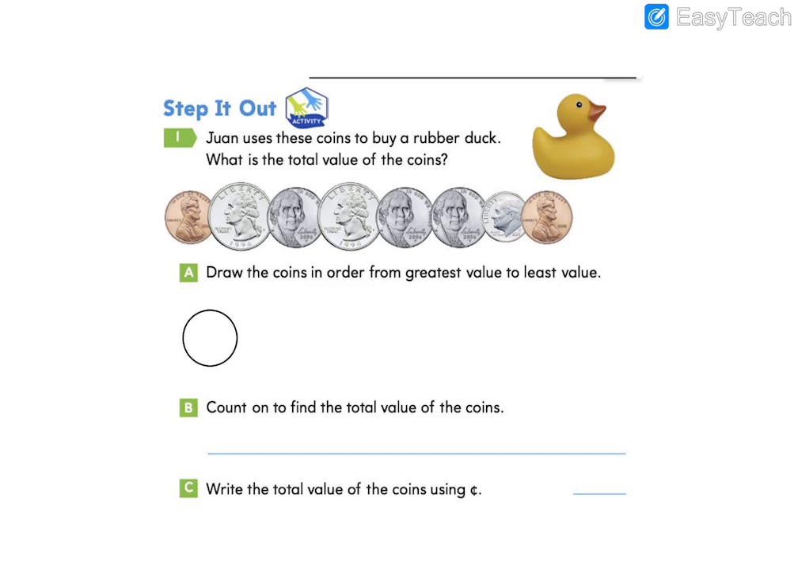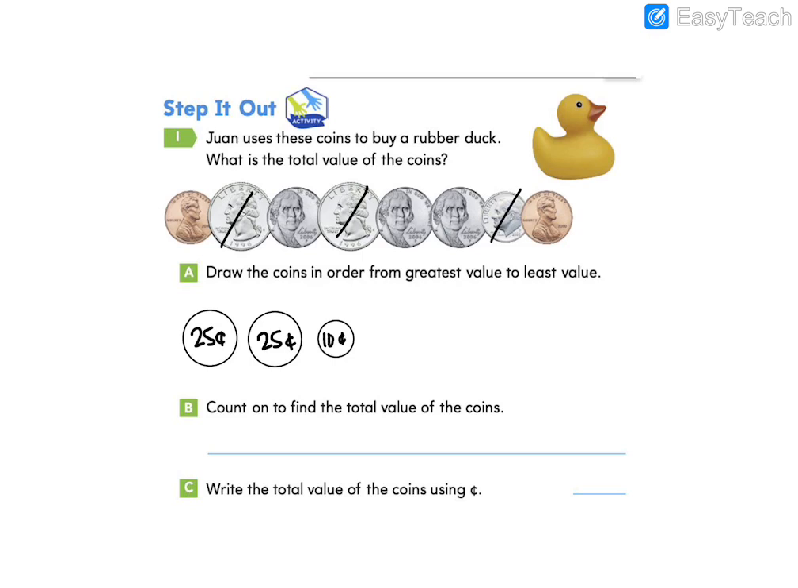So let's start by drawing 2 quarters. I'll label them 25 cents. Then I can cross out my quarters. Now I have a penny, a nickel, a dime, and a penny. I know a dime is the next greatest value with 10 cents. And I can go ahead and cross it out. Now I'm left with pennies and nickels.